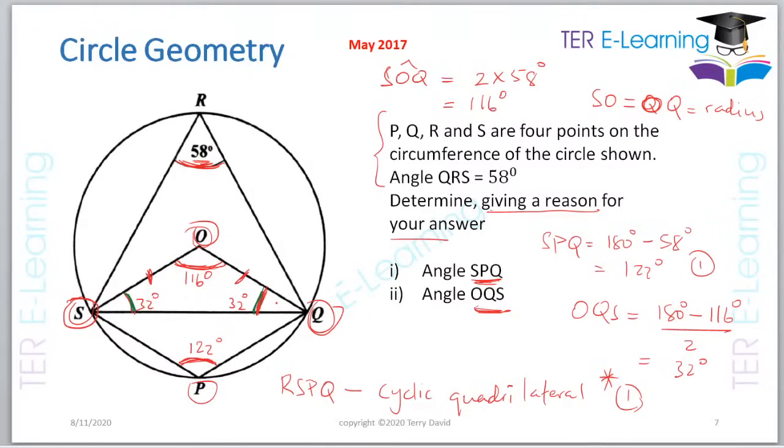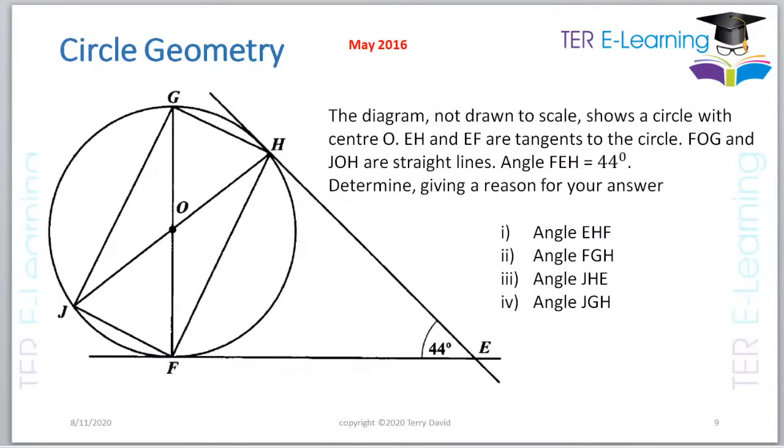Let's move on to May, what is this one? May 2016, right? So this is May 2016. What do we have here? So usually they give you a little paragraph talking about what the diagram looks like. So the diagram, not drawn to scale, shows a circle with center O, right? And they are telling us that EH and EF are tangents to the circle. So remember what a tangent is. A tangent only touches one point on a circle, right?